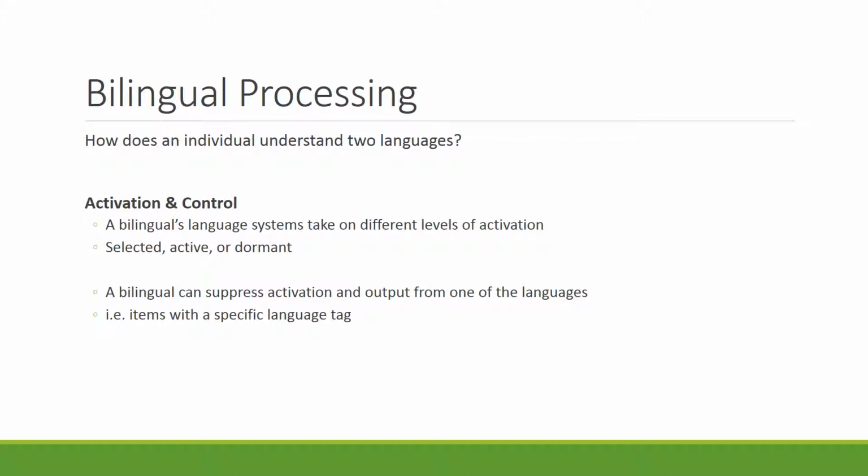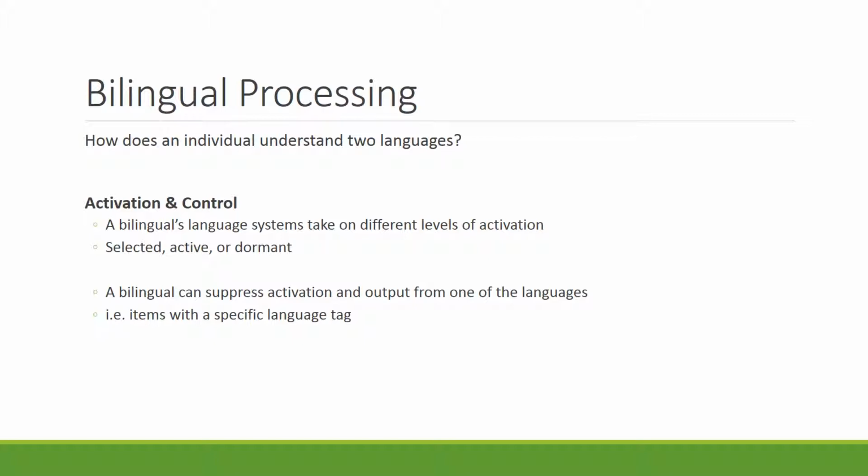But back to activation and control. So, in this idea, each language system that a bilingual speaker has will be at a different level of activation. And these levels of activation can take three forms: selected, active, or dormant. So bilinguals don't necessarily have conscious control over the activation level of a language system. It's something that gets suppressed automatically or gets activated automatically.